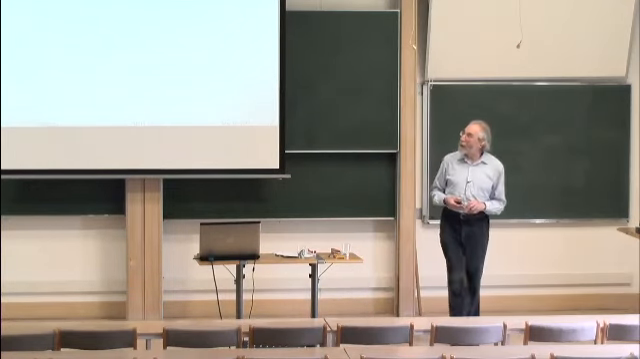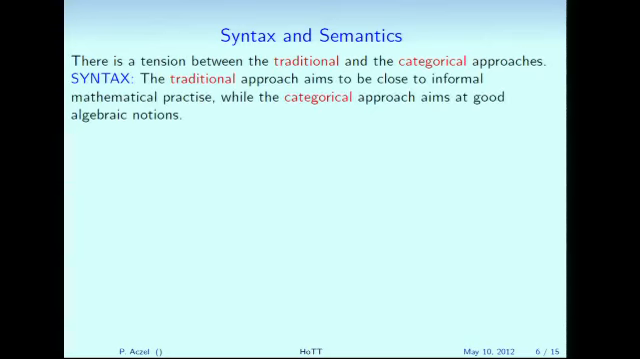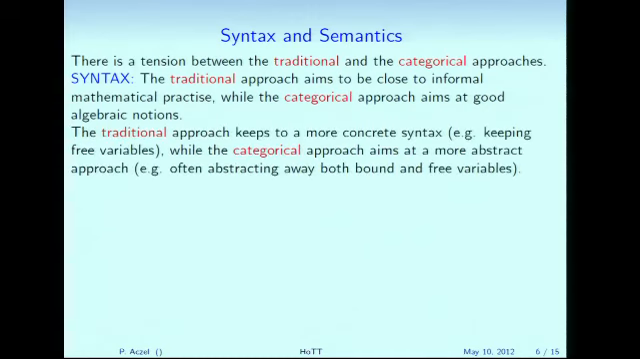Let's go to syntax and semantics, the main point of my talk. There's a tension between the traditional approach to syntax and semantics and the categorical approaches. The traditional approach for syntax aims to be close to informal mathematical practice, at least that was one of the foundational original motivations, while the categorical approach aims at good algebraic notions. The traditional approach keeps to a more concrete syntax, i.e., in my view, keeping free variables, as one aspect of being concrete, while the categorical approach aims usually at a much more abstract approach, often abstracting away both the bound and the free variables.